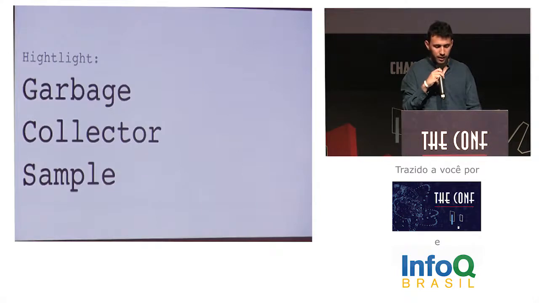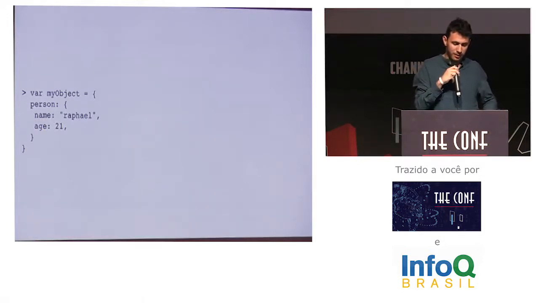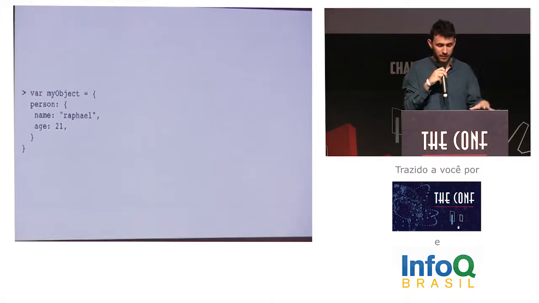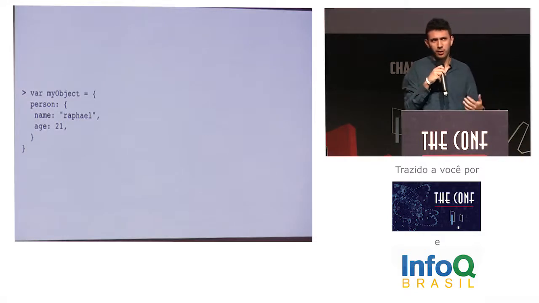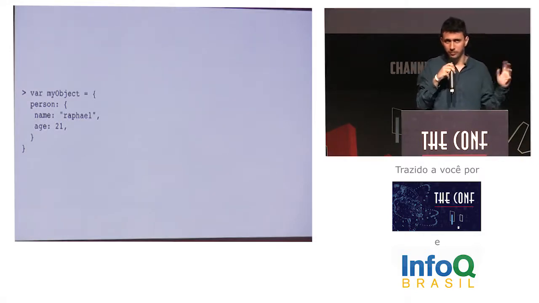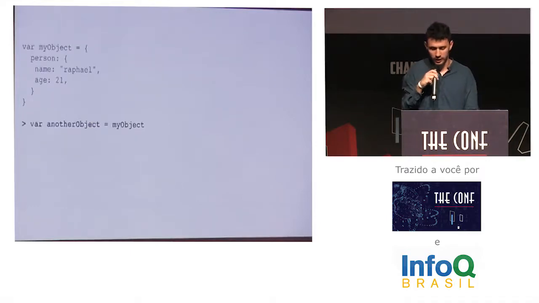So I would like to present a garbage collector sample. I think it's the coolest sample in this presentation. Here I create an object named my object, which has a lot of properties, like person, name and age. So it increments the count of references because you create an object, and there's nothing for the garbage collector to do. It's like, okay, I have nothing to clean here.